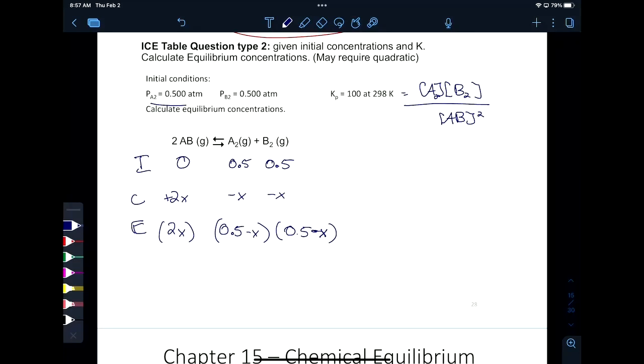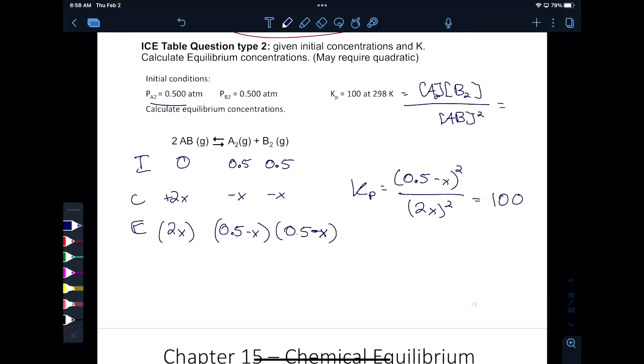What do we do next? We look at it with loving eyes. We just look at our ice table with loving eyes. No, we need to stick that equilibrium line into the K expression. So K, in this case Kp, so pressures. Products over reactants, so 0.5 minus X, and then another one, so I'm just going to square it, over 2X. Oh, sorry, 2X squared, equals 100.